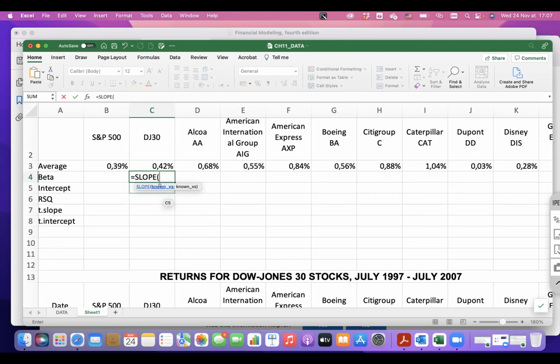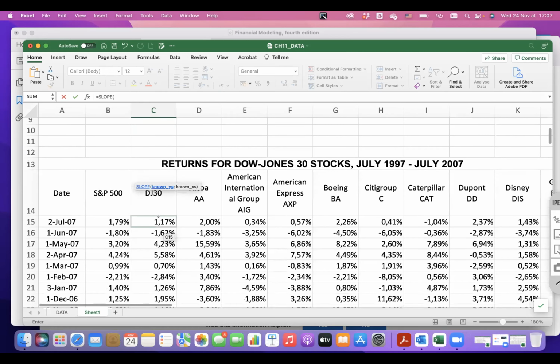Remember this. When you try to estimate the coefficients for the SML, the slope, you place first the y variable, then the x variable, which is the inverse of the chart. When we build the chart, we start first by putting the x variable, then the y variable. For the slope, it is the inverse. You start first with the y variable, then the x variable. So in such case, the y variable is the Dow Jones return. So we have to select the Dow Jones return. So this one.